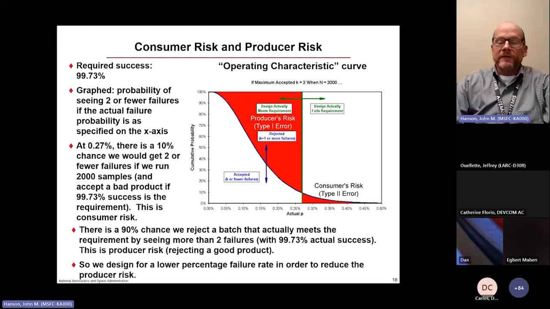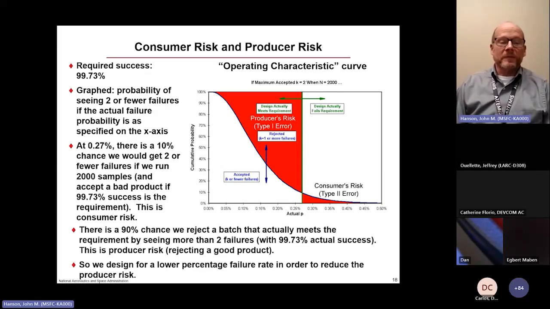And if the actual failure rate is worse than that, you've actually failed the requirement. So that's to the right of that line. To the left of that line is where the design meets the requirement. It's at that failure rate or better. And your risk is 10%. So the risk is the part where the actual failure rate is higher than 0.27%, but you still got 2 or fewer failures. So that's that small red sliver there.